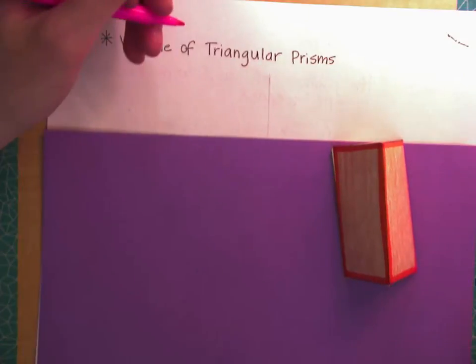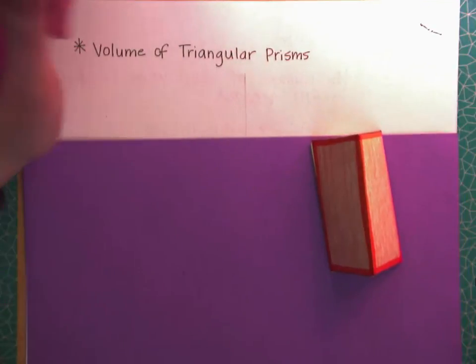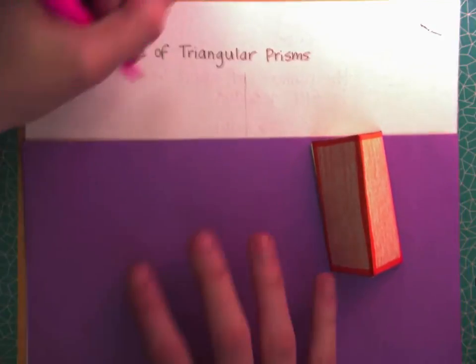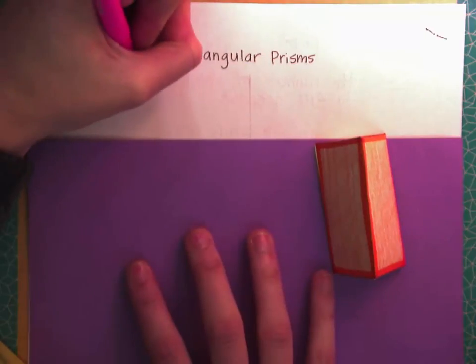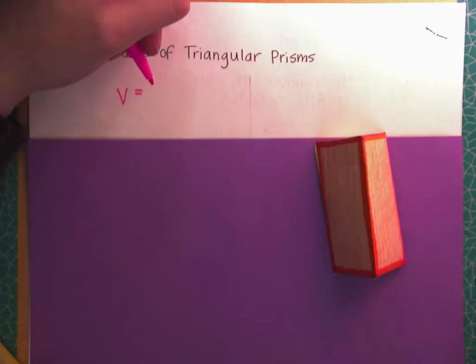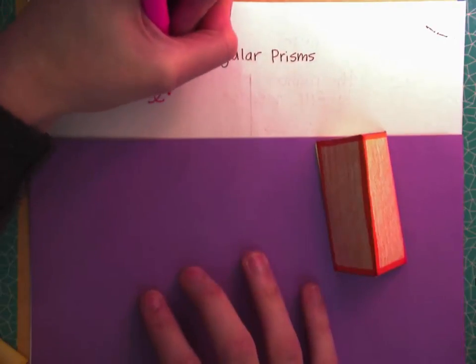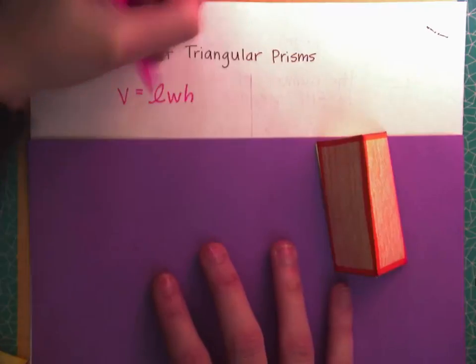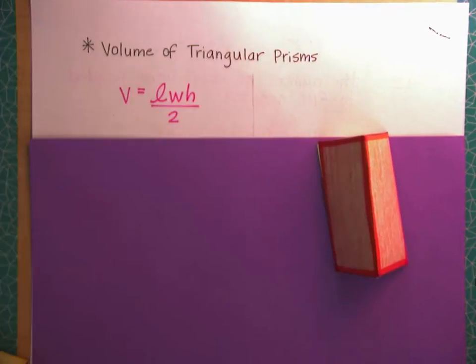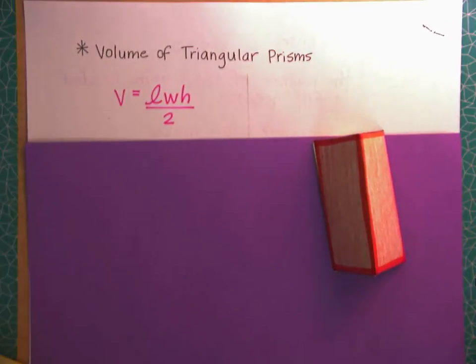Okay, so the formula for the volume of triangular prisms, there are two different formulas, but they accomplish the same thing. So I'm going to show you both of them, but just know that you can use either one. The first one, which I would suggest using, you will multiply length times width times height divided by 2. Okay? Length times width times height divided by 2.